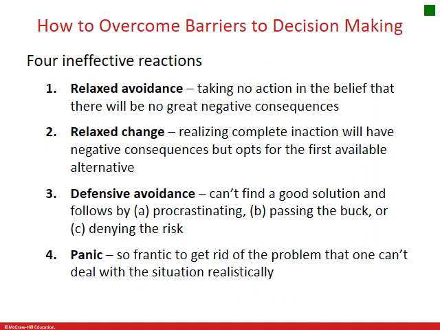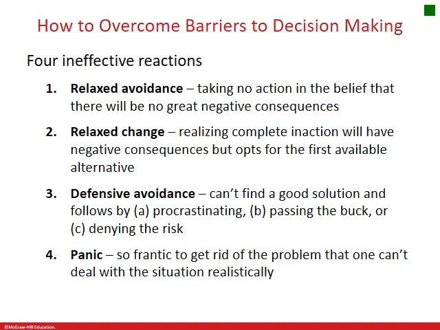There are methods that you can use to overcome barriers to decision making. This slide describes 4 ineffective reactions. The first is relaxed avoidance. This is taking no action in the belief that there will be no negative consequences. Relaxed change is realizing complete inaction will have a negative consequence, but opting for the first available alternative.